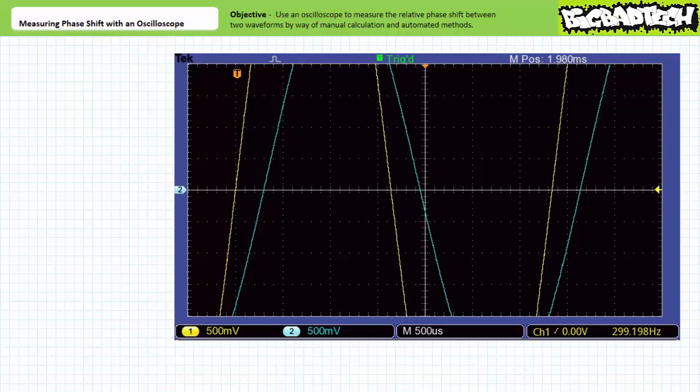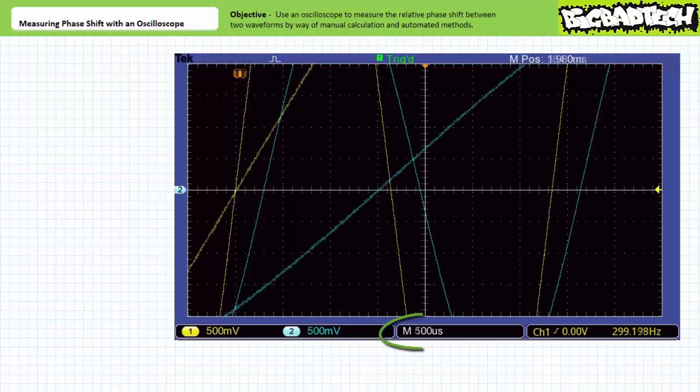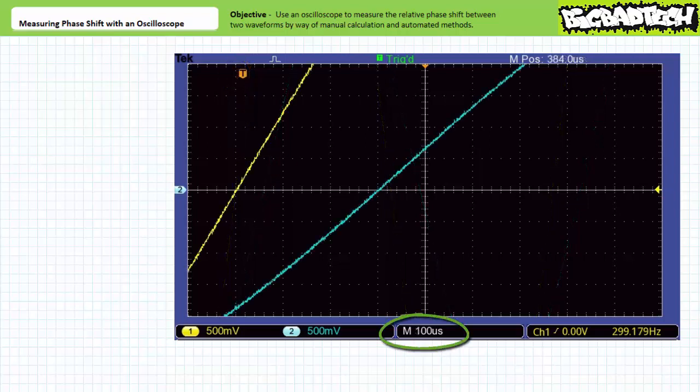adjust the horizontal sensitivity. However, this often necessitates that a user horizontally reposition the display to keep both zero crossings going positive on the screen. If we change the horizontal sensitivity to 100 microseconds per division, notice the two waveforms are now separated by, let's say, 3 divisions.